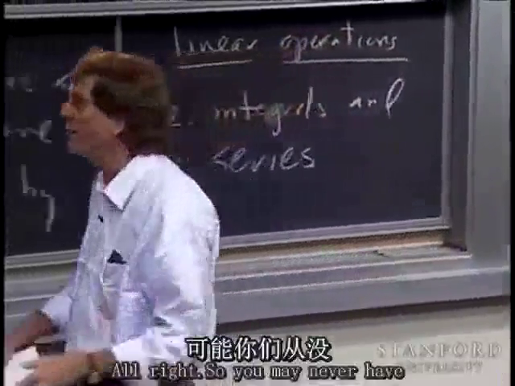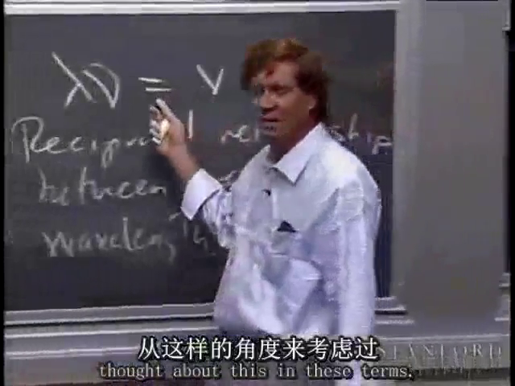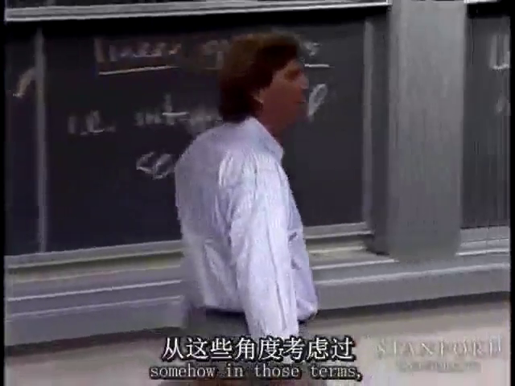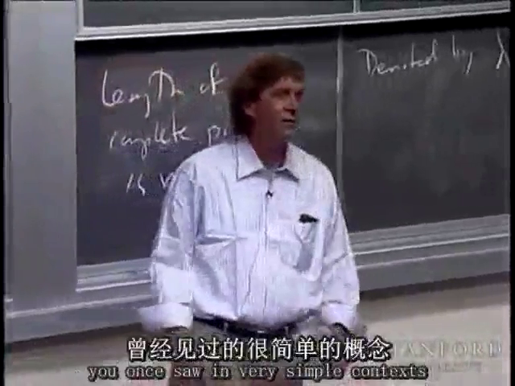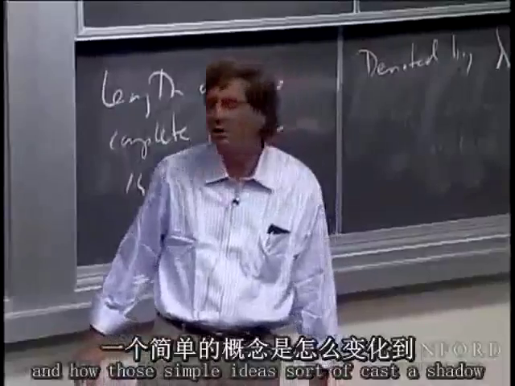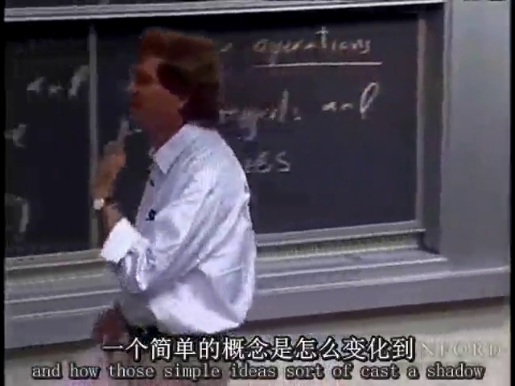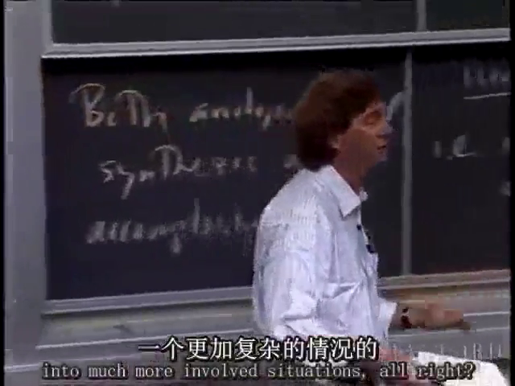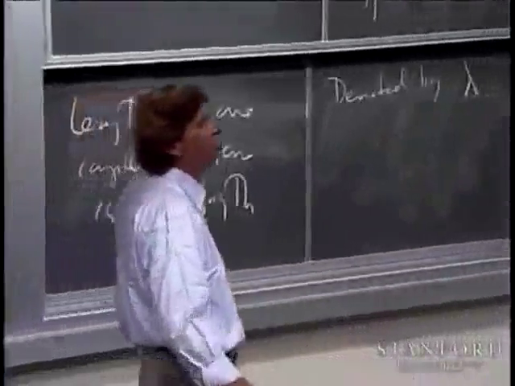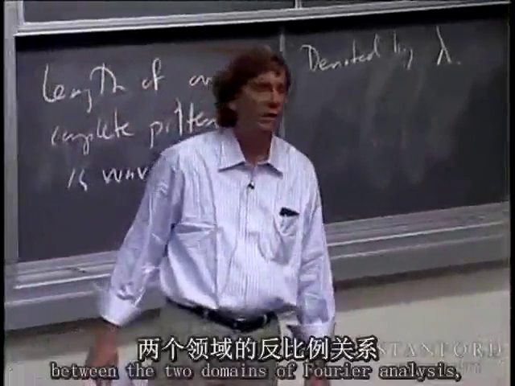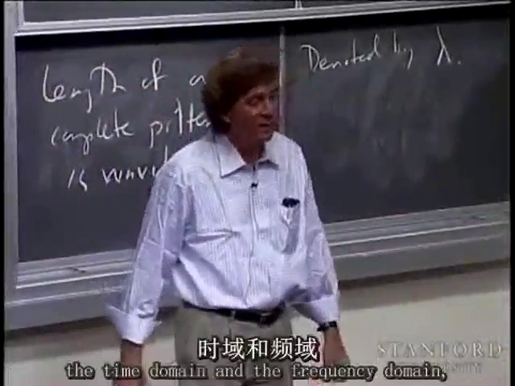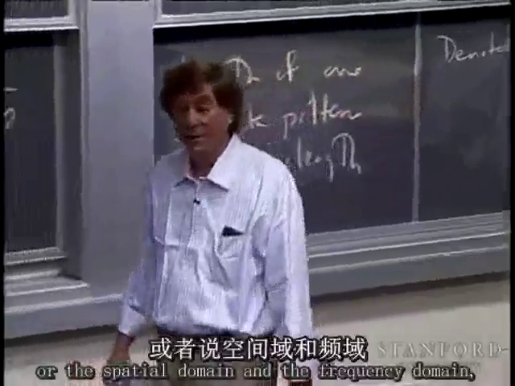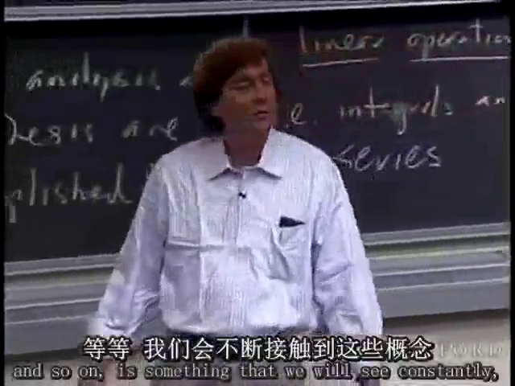All right, so you may never have thought about this in these terms. It's a simple enough formula that you've used millions of times. All right, you may not have thought about it somehow in those terms, but I'm asking you to think about stuff you once saw in very simple contexts and how those simple ideas sort of cast shadow into much more involved situations. All right. The reciprocal relationship between, as we'll learn to call it, the two domains of Fourier analysis, the time domain and the frequency domain, or the time domain and the spatial domain, or the spatial domain and the frequency domain, and so on, is something that we will see constantly.